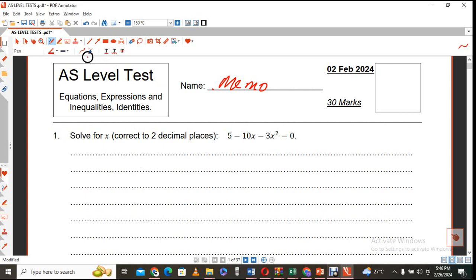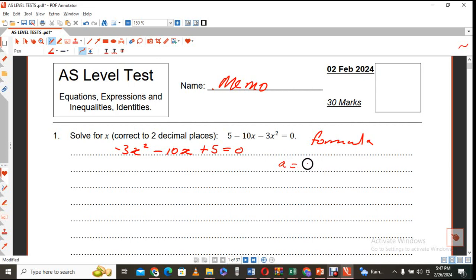So the first question says, solve the following equation, and you must give your answer correct to two decimal places. Now this is a quadratic equation, and whenever you're told to give your answer to two decimal places or whatnot, it means you must use the formula. Another most important thing worth noting is that the quadratic equation formula will be included for you in the exam, in the list of formulae and notation. So we should not waste time.